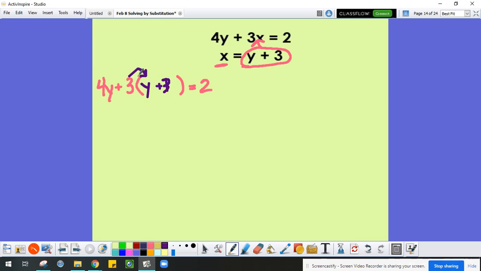Again, I'm going to do that distributive property. You do the same. Make sure you're doing it neatly. 3 times y is 3y. 3 times 3 is 9. Bring down the rest. I have 2 y values on the same side of the equal sign, so I add them together. 4y plus 3y is 7y. Bring down the rest.